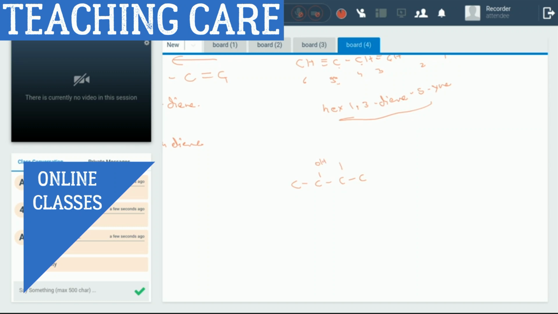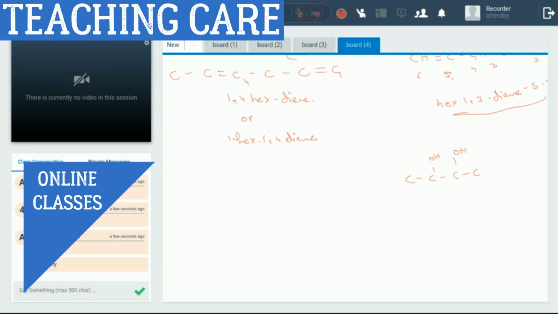Now it is OH and it is also OH. What is the name of that compound? It'll be butane, and all means OH. So if all means OH, we can say diol. So we can say two three butanediol, or butane-2,3-diol. Yes.